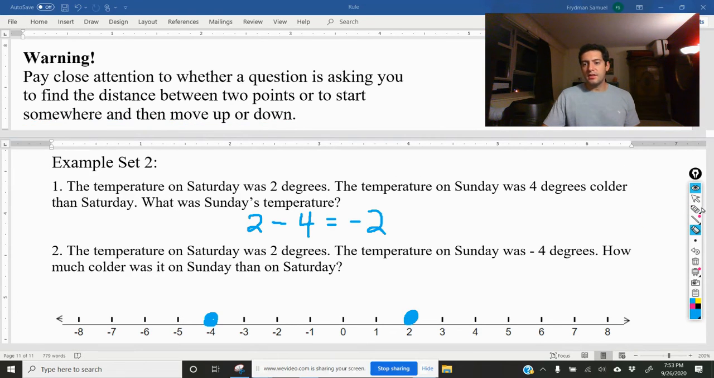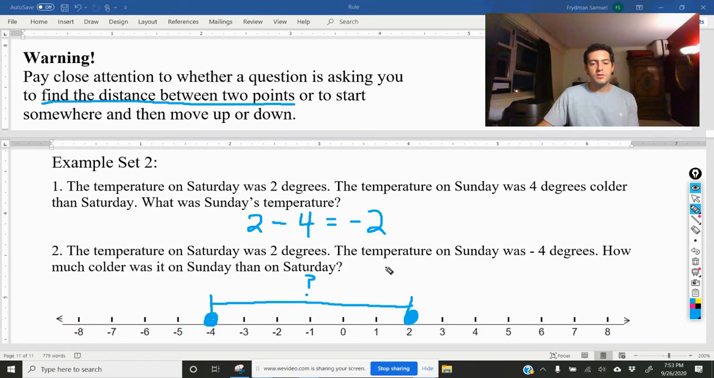Okay, the answer is that this problem is actually asking me to find the distance between 2 points. So I need to find the distance between Sunday's temperature and Saturday's temperature. So I'll put my question mark here indicating that I want to know how long this line is from Sunday to Saturday, or from Saturday to Sunday, either way. So the way that I do that, and the expression that I would write to find the answer, is I would take each temperature, and then I would put a subtraction symbol between them, and then take the absolute value.